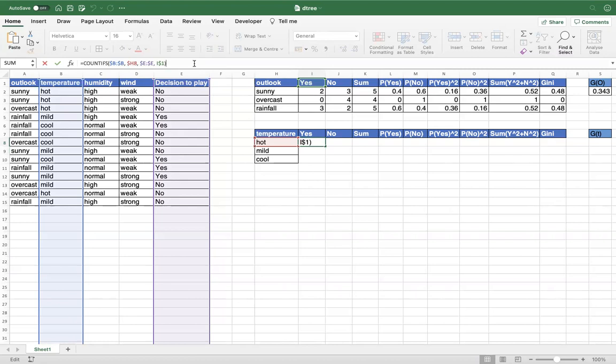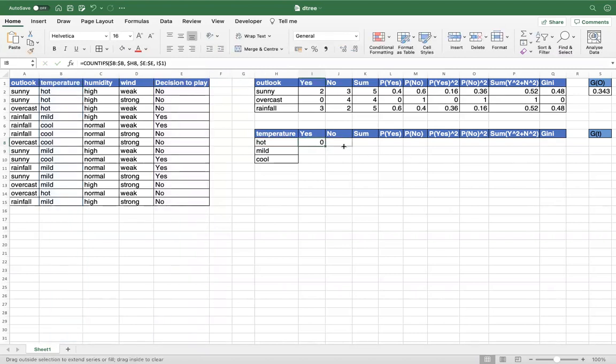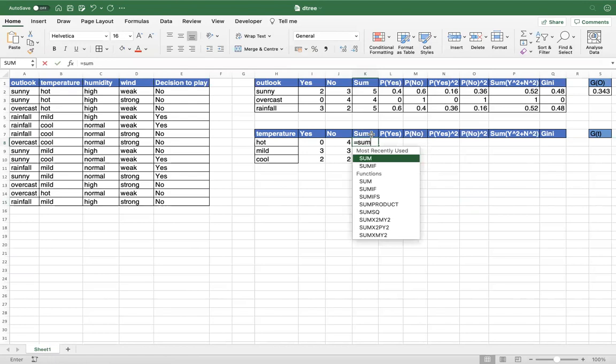Column B, it is H8, which is hot, and column E, it is I1. It should come up. Weird. Okay, this is our data set again. Whenever temperature is hot, this is it, and so on. Now, the rest of the stuff.